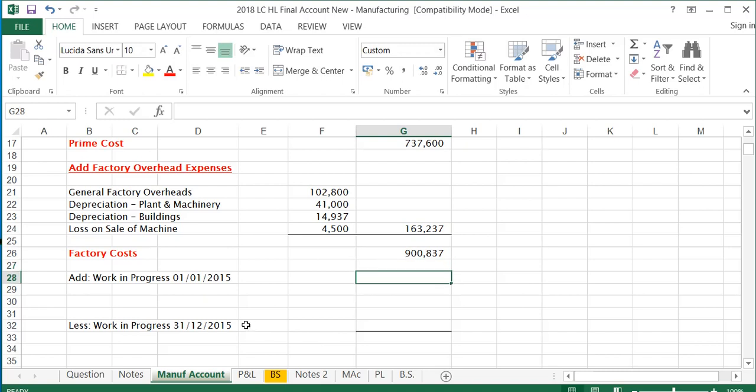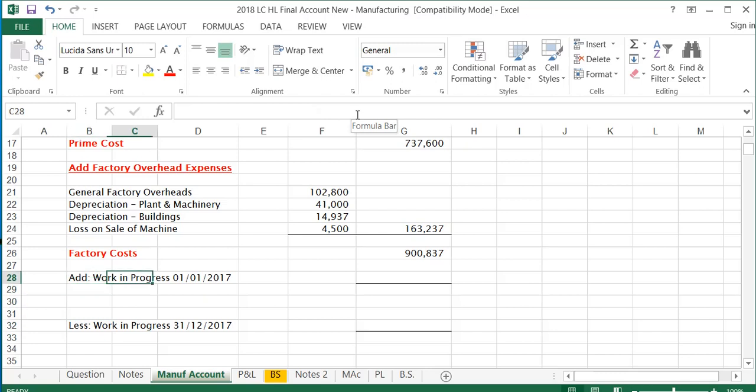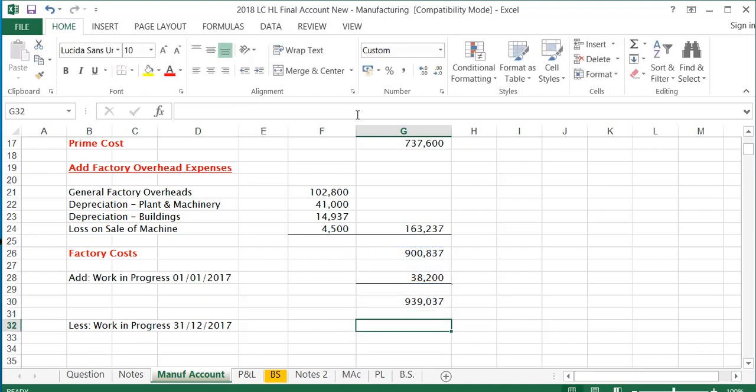I now need to add my work in progress at the first of the first, and I need to take away my work in progress at the 31st of the 12th. So the work in progress at the first is just coming directly from the trial balance. So that is 38,200. And I'm going to take away my work in progress at the end of the year, which is coming from note 1 of 40,200. There was no change to that in the notes.